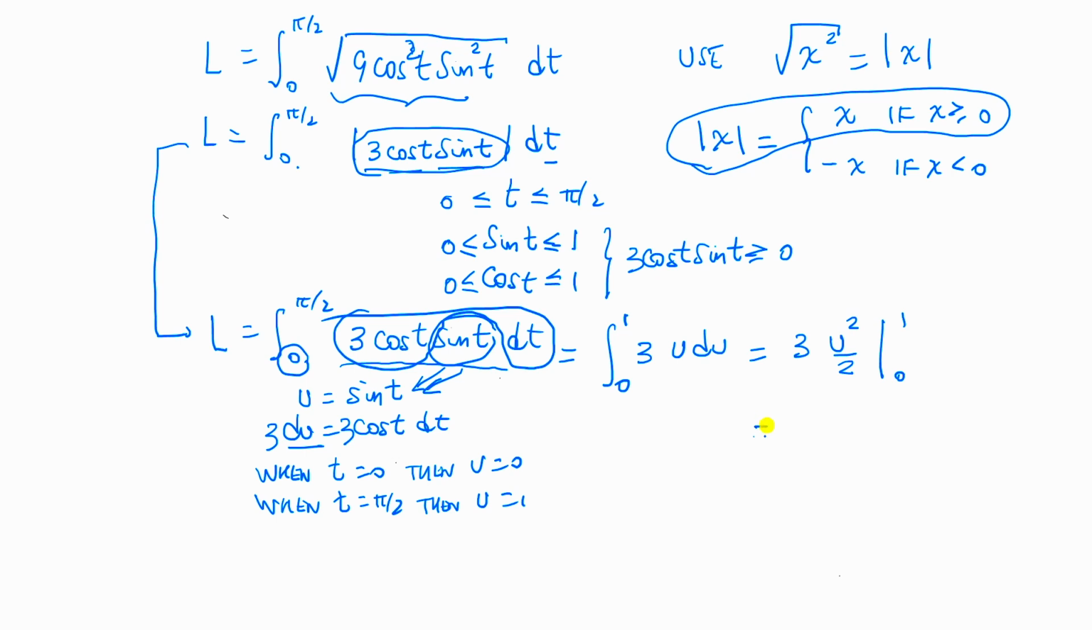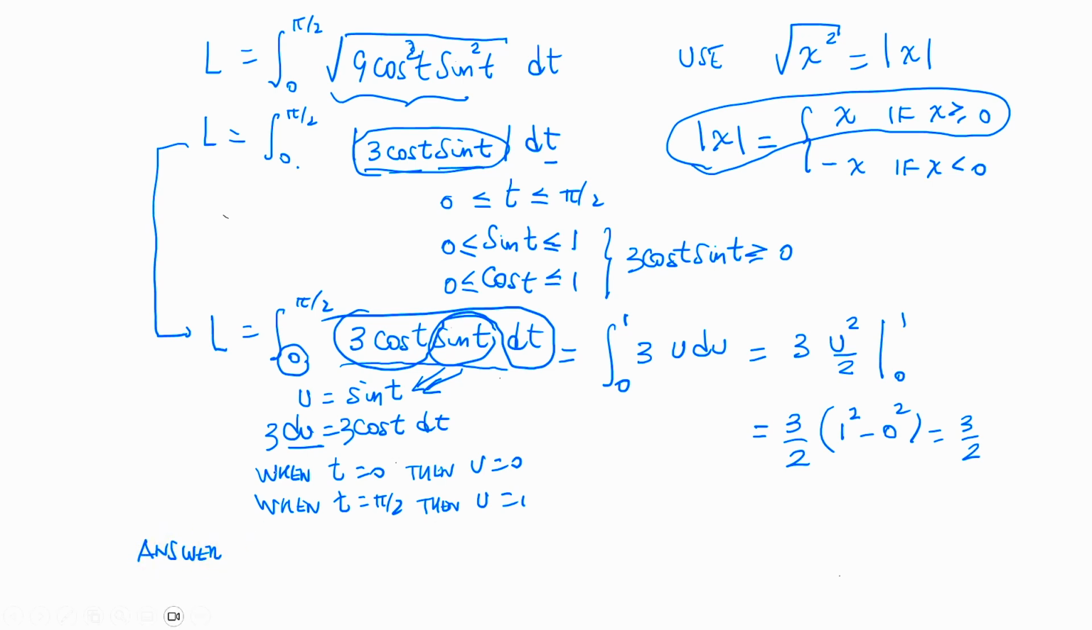We continue. This will be 3 over 2, and then when u is 1, this will be 1 squared. When u is 0, it will be minus 0 squared. So this will be 3 over 2. All right, now let's find the arc length. So this will be our answer now.